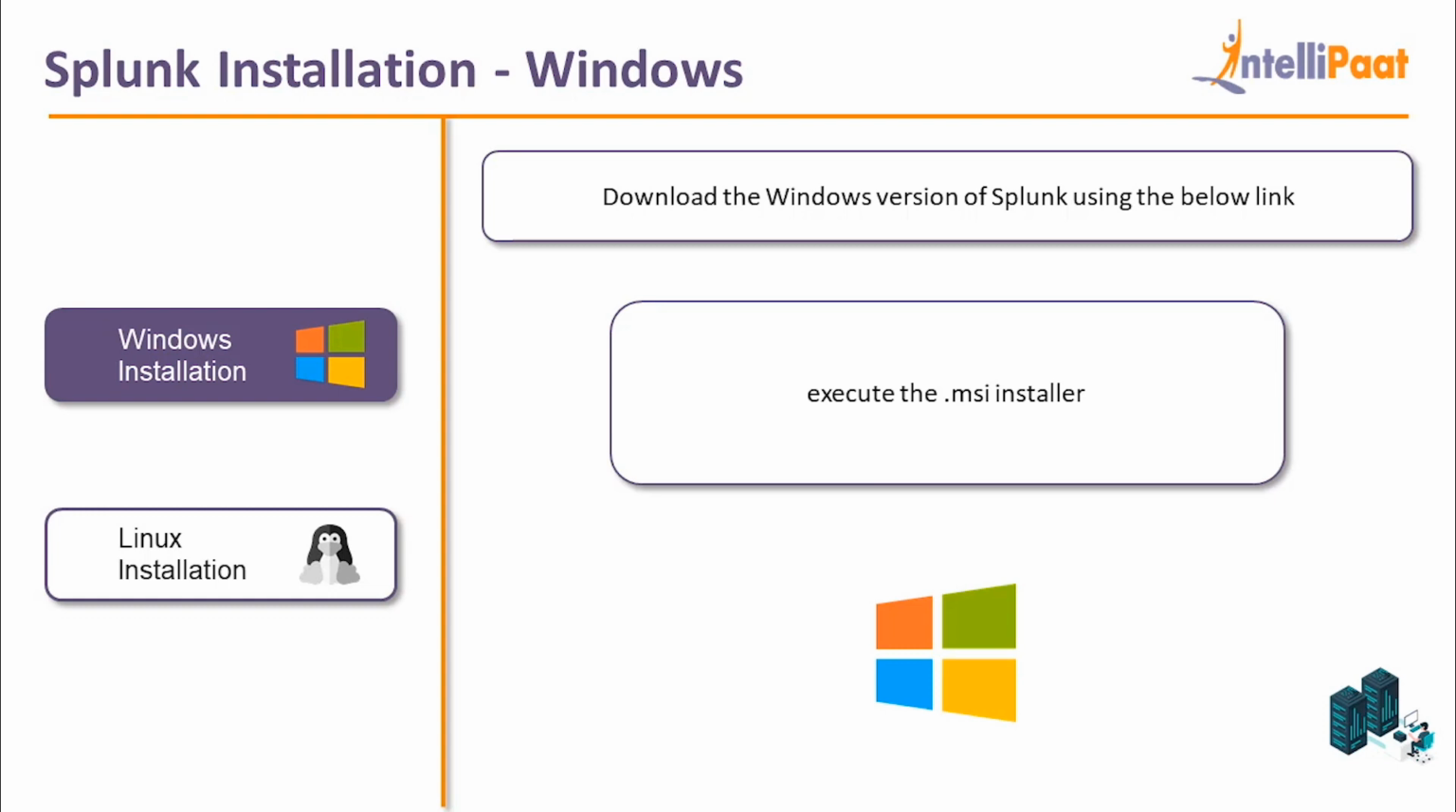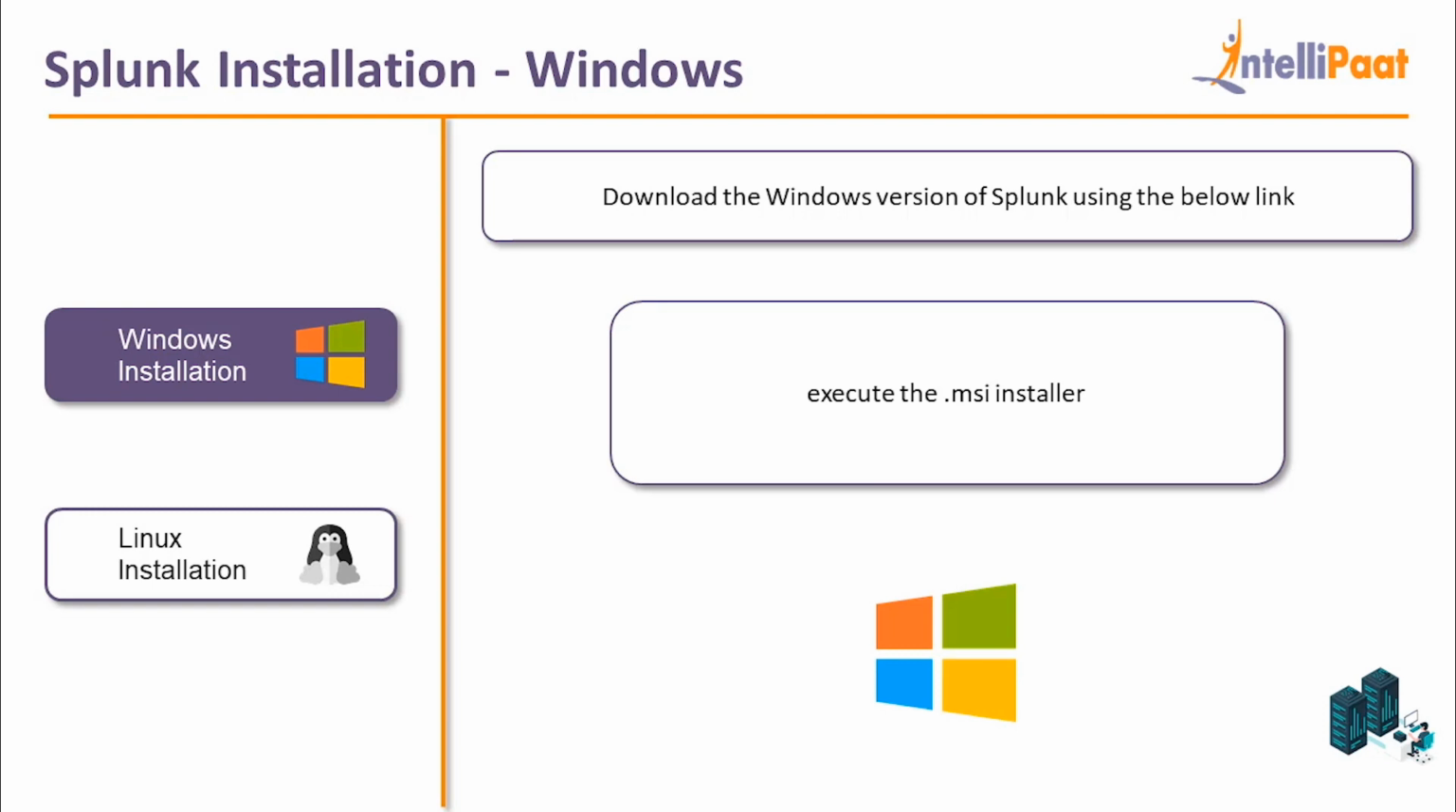So in Windows, which I do recommend for all the beginners, you can just go to the Splunk website or just type in Google Splunk Windows download. Then it'll ask you to register. You can register, and then download the .msi installer.